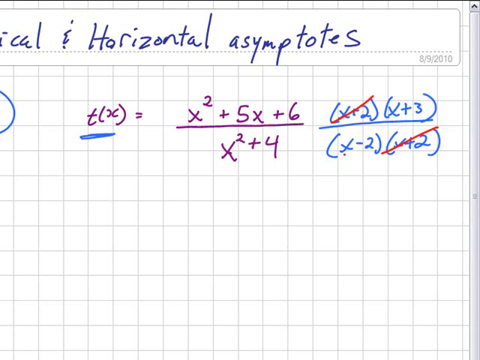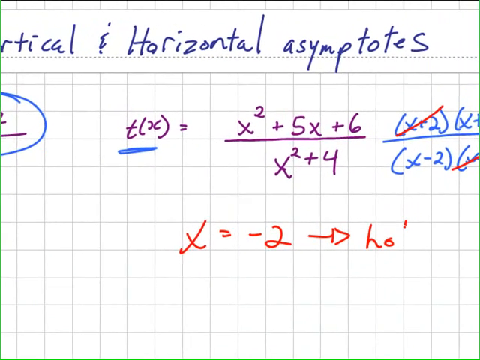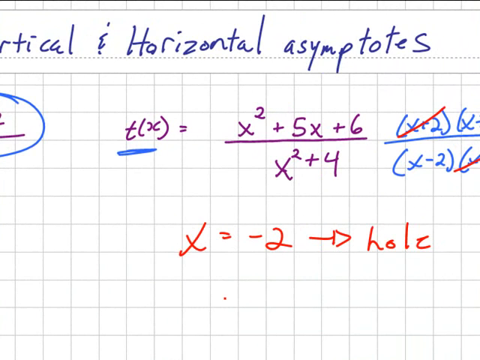So even though it gives me an undefined value when x equals negative 2, it can be factored out. Because it can be factored out, it's not a vertical asymptote, it's actually a hole, which we'll get into later. So this particular equation only has a vertical asymptote at x equals 2.